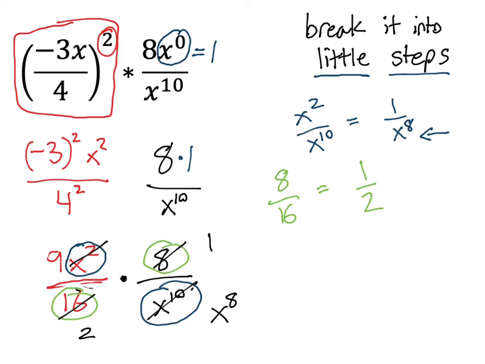That's going to make it easier for us to multiply, because now we're multiplying just 9 over 2 times 1 over x to the power of 8. In the numerator, 9 times 1 is 9, and in the denominator, 2 times x to the 8 gives us 2x to the power of 8.